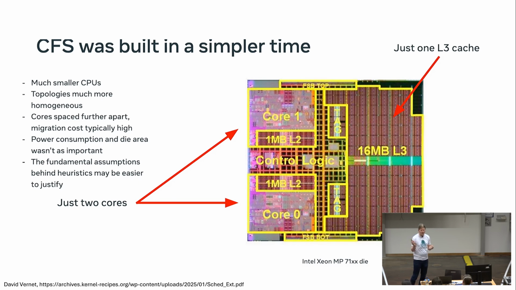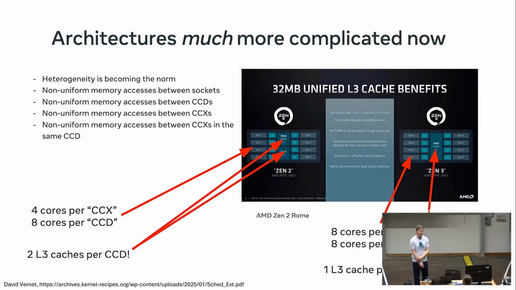Pretty simple. You had a free cache, you had a few cores. Transitioning between cores was pretty expensive because we had cache effects and such. So it was pretty nice. We could have simple assumptions. Our core topology was also quite simple, but that's not how it looks nowadays.